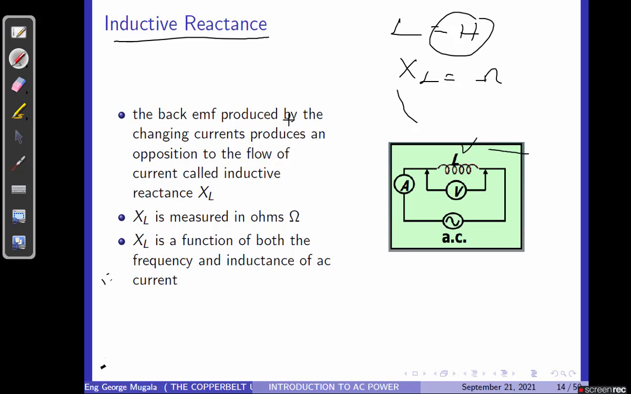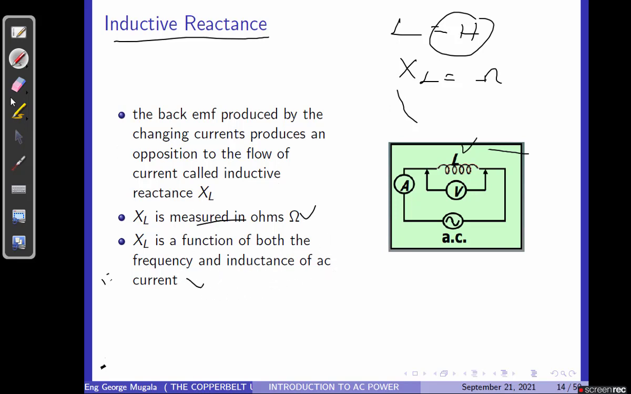Okay. Now, what is the reactance? Reactance is actually the one that opposes the flow of what? Of current in a circuit. In a DC circuit, we call it resistance, and it was measured in ohms. And equally here, the reactance as a calculated figure is measured in ohms, meaning that I have to take into consideration what the Henry value is and then calculate. So XL is measured in ohms. XL is a function of both the frequency and inductance of an AC current.